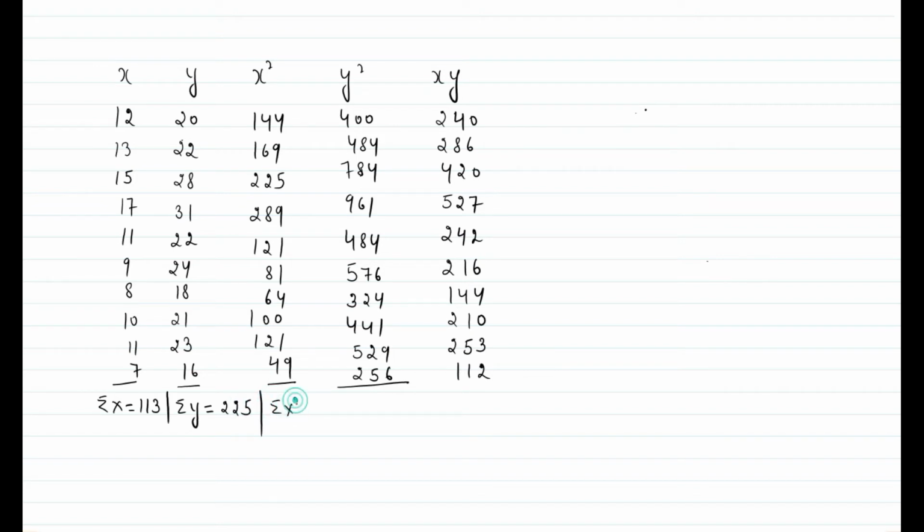Summation of x square, that is 144 plus 169 plus 225 and so on, which comes out to be 1363. Next column, summation of y square comes out to be 400 plus 484 plus 784 plus 961 and so on, that is 5239. And the last column, summation of xy, that is 240 plus 286 plus 420 plus 527 and so on. It comes out to be 2650.